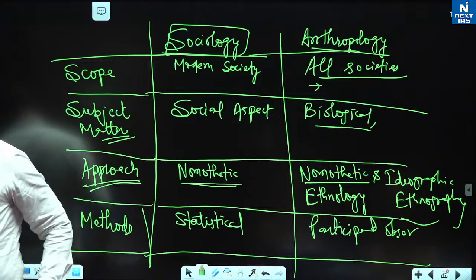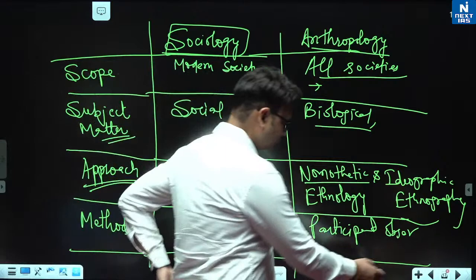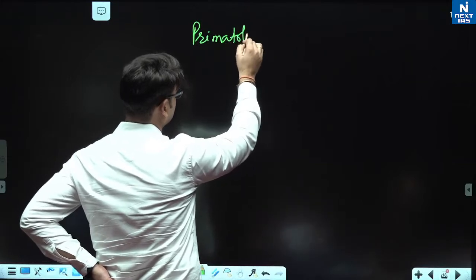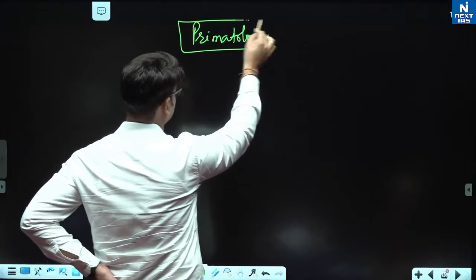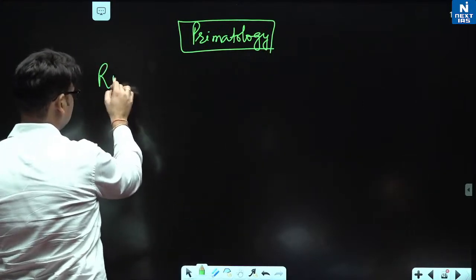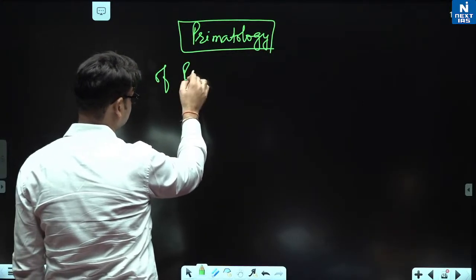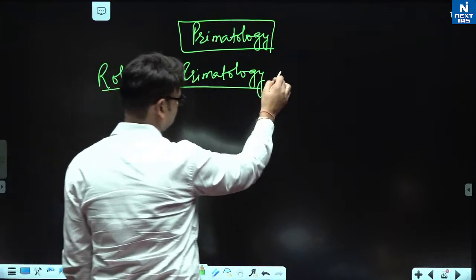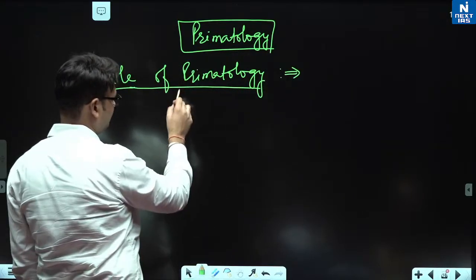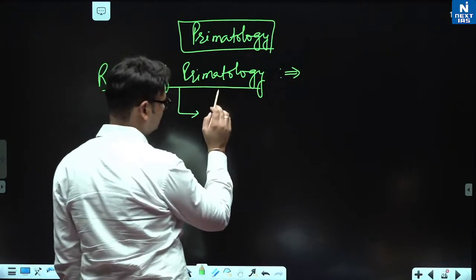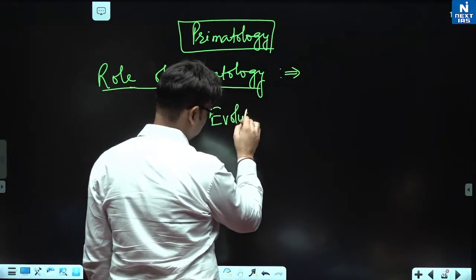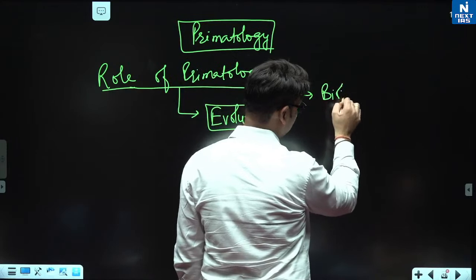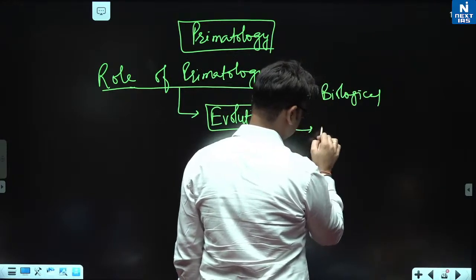evolution, primatology we can discuss a little bit. Okay, so many times they have asked role of primatology. ठीक है, so primatology is important in understanding the evolution, both biological and behavioral, or you can say cultural.